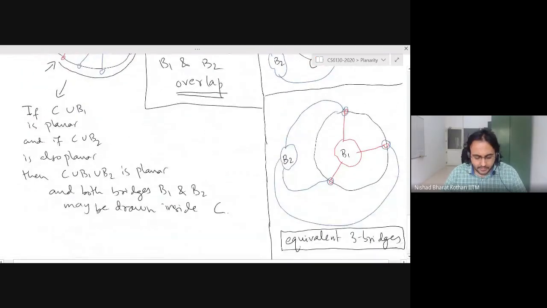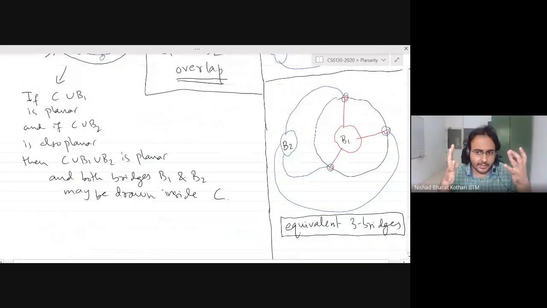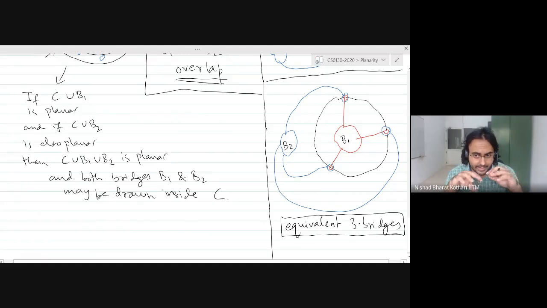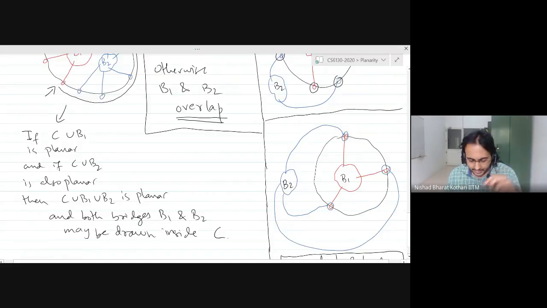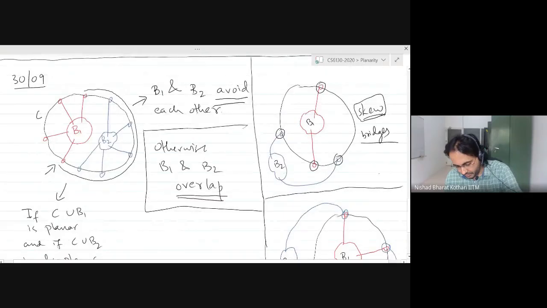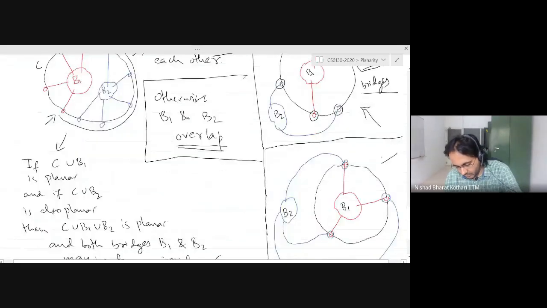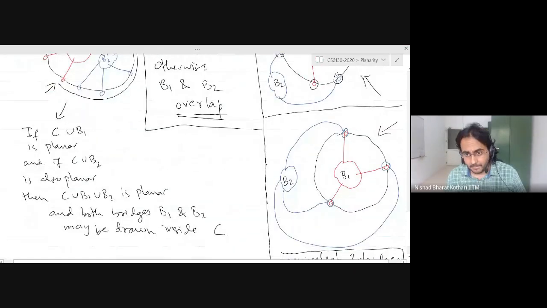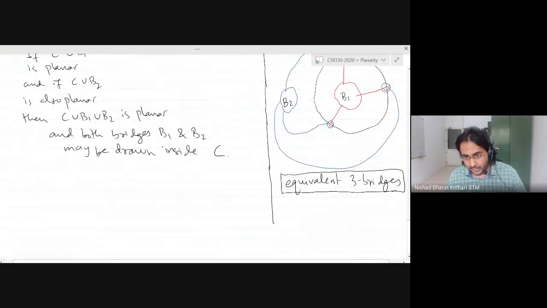The intuitive geometric idea behind it is that when two bridges avoid each other, you can draw both of them inside the closed curve. And when they overlap, you will have to draw one inside and one outside, like in these two drawings here, if you want to get a planar drawing.